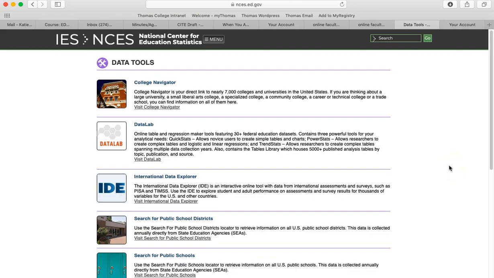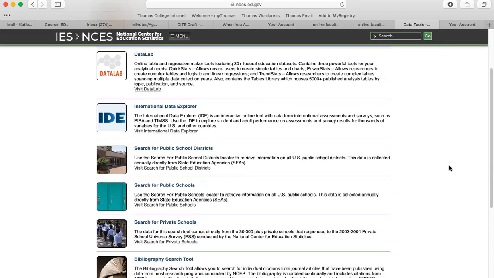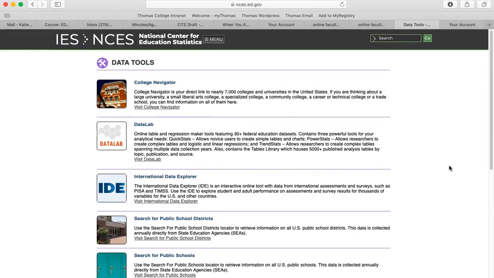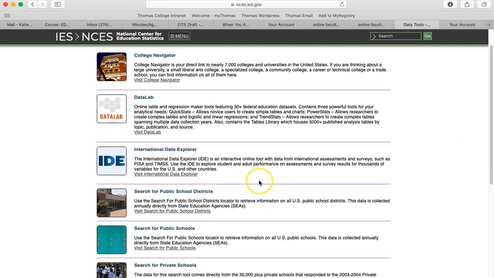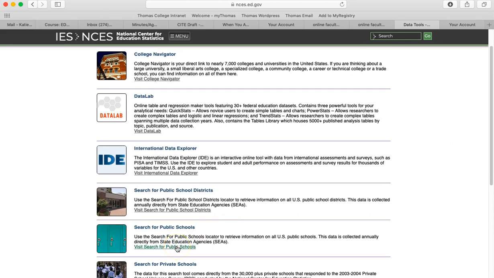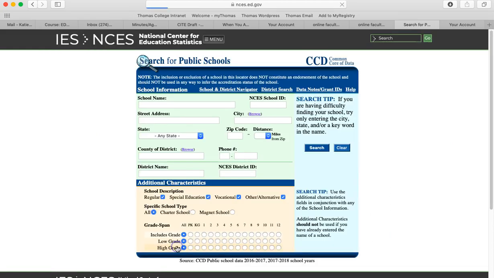So I wanted to highlight 3 different sections on the data tools, although I do encourage you to go and look at different components of the data tools that you have access to. The first one is to look for public schools. This is a great way of finding out the demographics of a particular school that you had in mind.